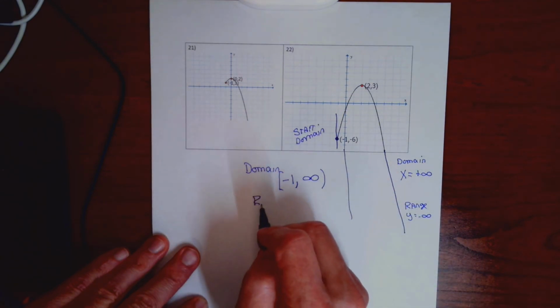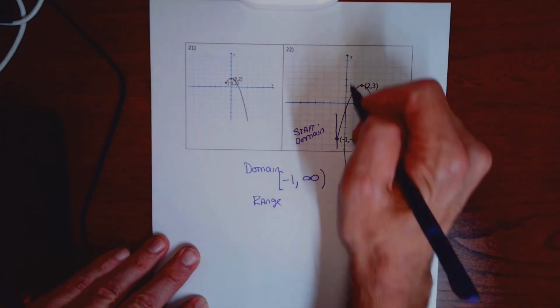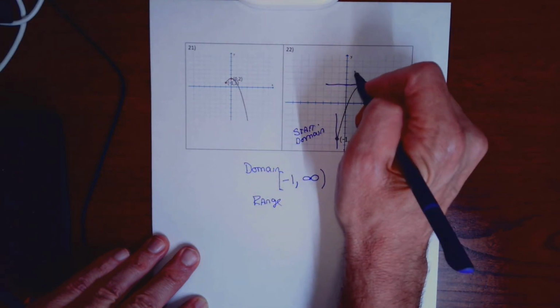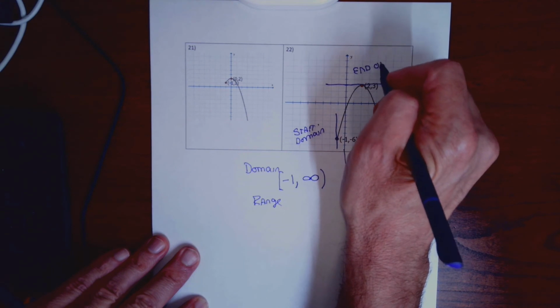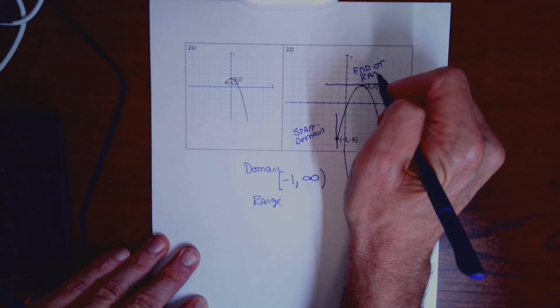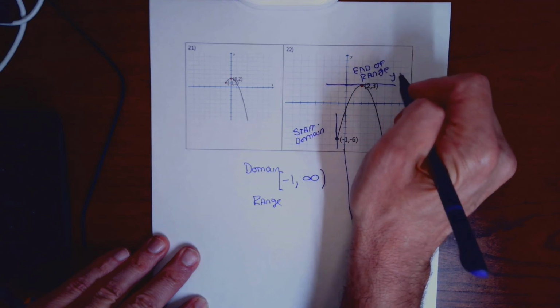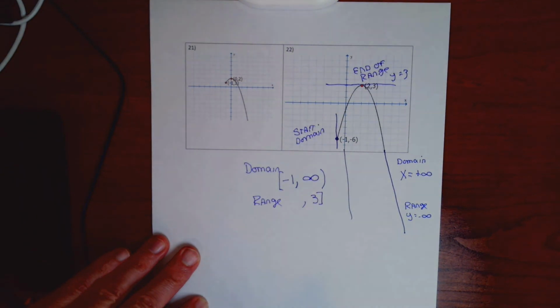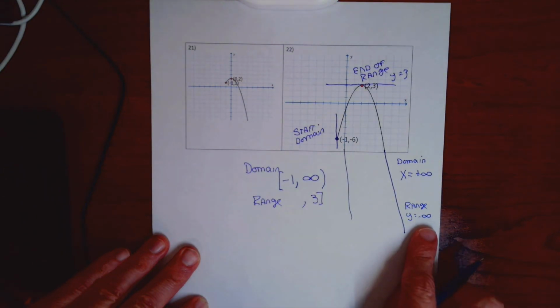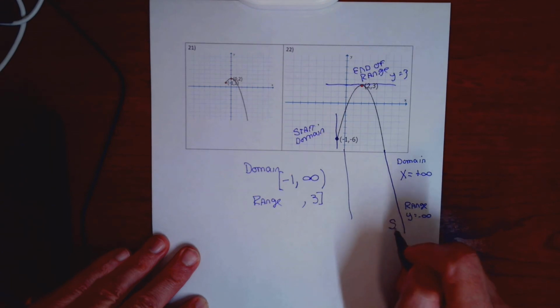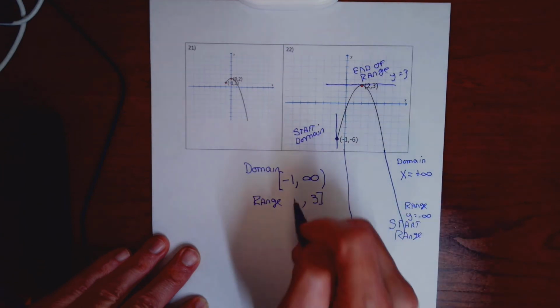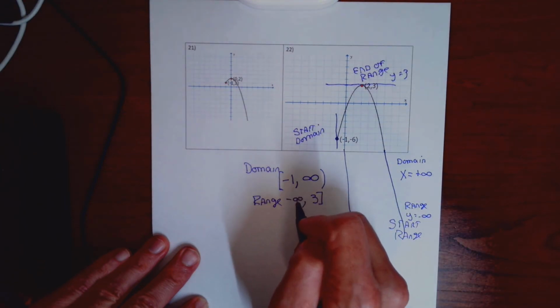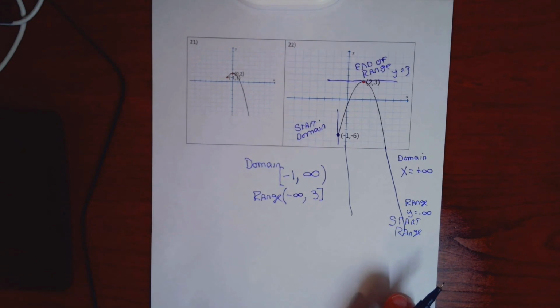For the range, I read from bottom to top. This graph has a real top, which is going to be the end of my range. And that's going to be at y equal to 3. So when I go to write my range, 3 is going to end it because that's the top of it. There really isn't a bottom. The start of my range is at the very bottom of the graph, and the very bottom of the graph has a y of negative infinity. Infinities always get round brackets. So that would be the domain and the range.